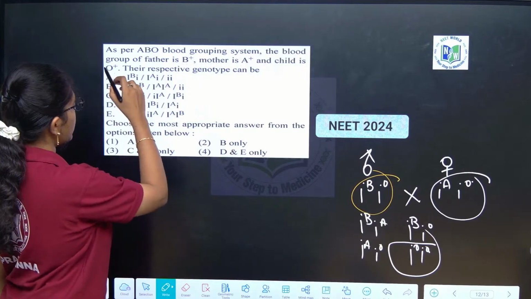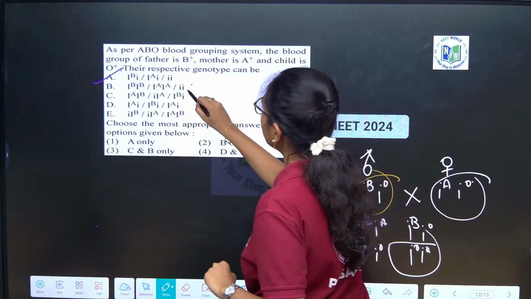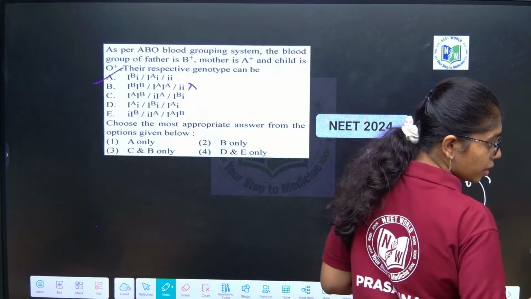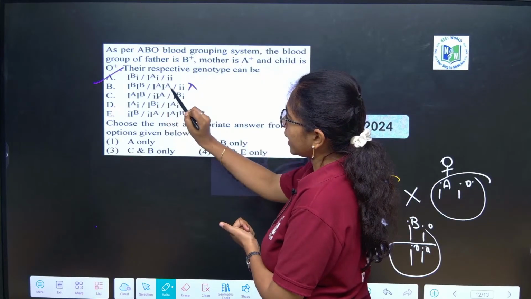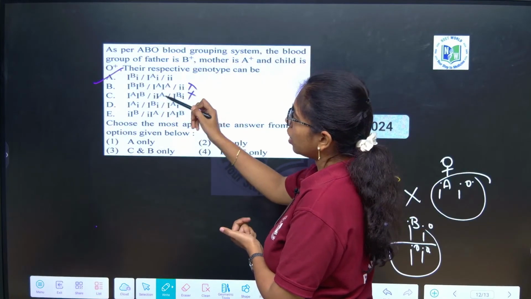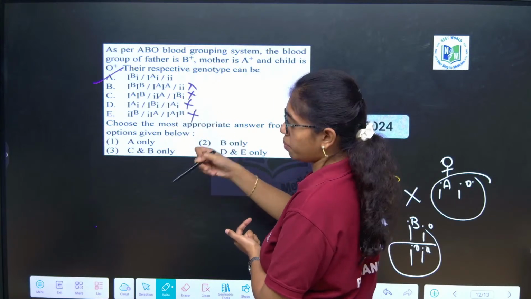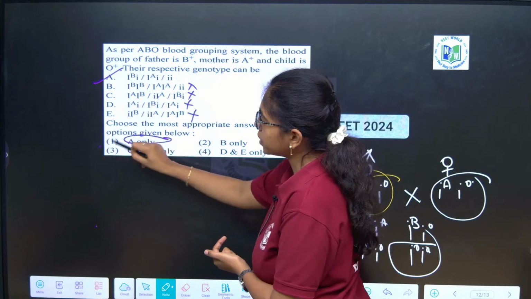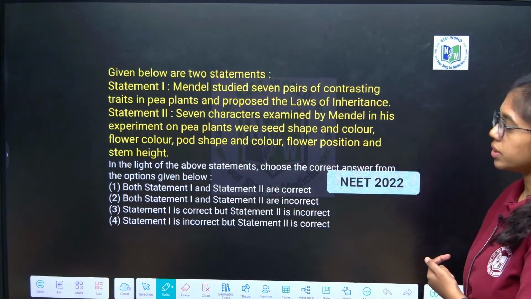What will be the right answer? A. B, can you take homozygous condition? No. Very good, Rehan. Next, AB, IA and IB is not possible, right? This is also not possible. This is also not possible. So what will be the right option? Next. This you see, statement based.